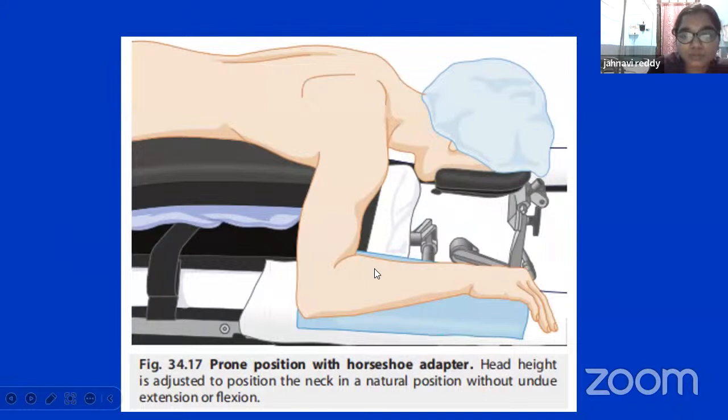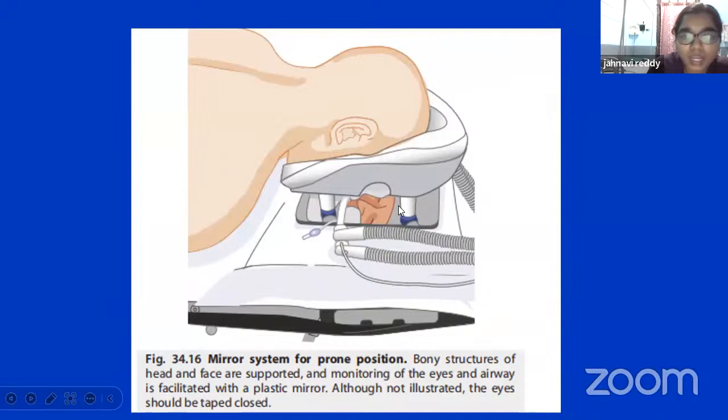This is a prone position with a horseshoe adapter. This horseshoe adapter can be adjusted according to the facial diameter of the patient with screws, and the neck should be in a neutral position as much as possible to prevent flexion and extension, which will lead to spine injury or spinal cord injury. And this is a mirror system, where a mirror is placed here.